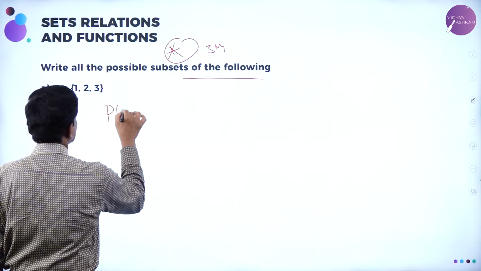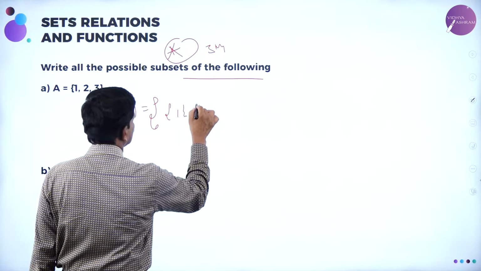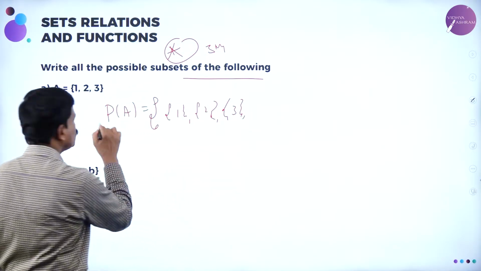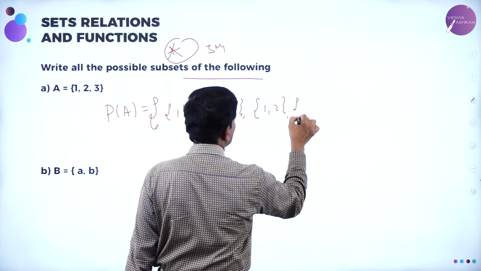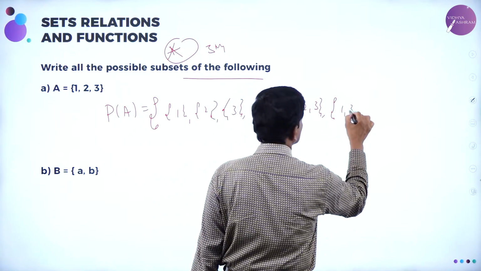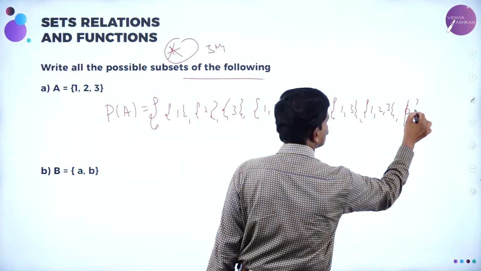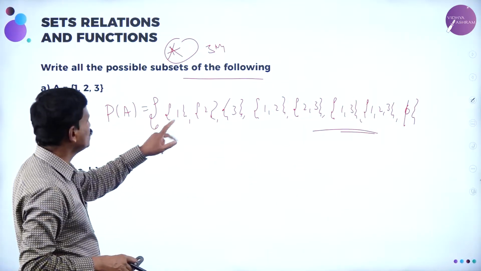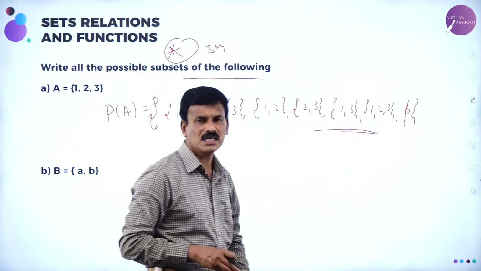So, the subsets of this are denoted as P of A: first take {1}, then {2}, then {3}, {1, 2}, {2, 3}, {1, 3}, then the whole set {1, 2, 3} and the null set. These are the subsets. So, the possible subsets of {1, 2, 3} are {1}, {2}, {3}, {1, 2}, {2, 3}, {1, 3}, {1, 2, 3} and the null set.